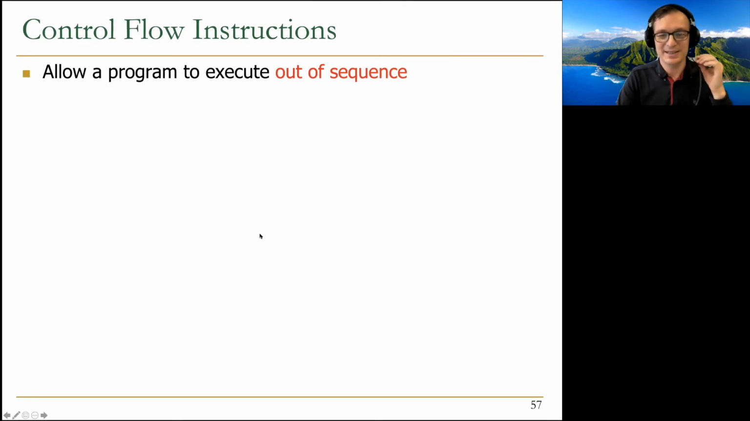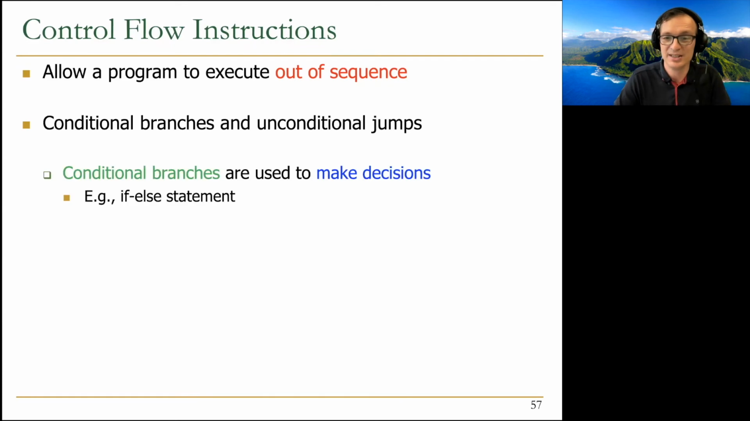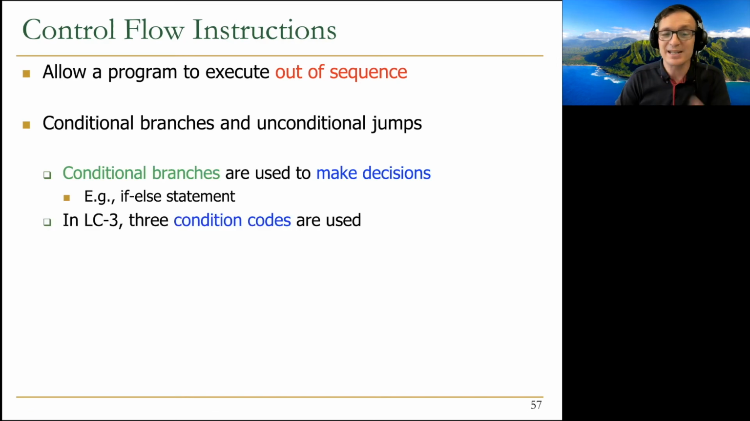Remember that these instructions allow a program to execute out of the sequential order. And these consist of conditional branches and unconditional jumps. So control flow could be unconditionally changed or conditionally changed, depending on some condition. Conditional branches are used to make decisions, for example, the if-else statement, or to enable loops. In LC3, we use condition codes, as we will describe in a little bit.